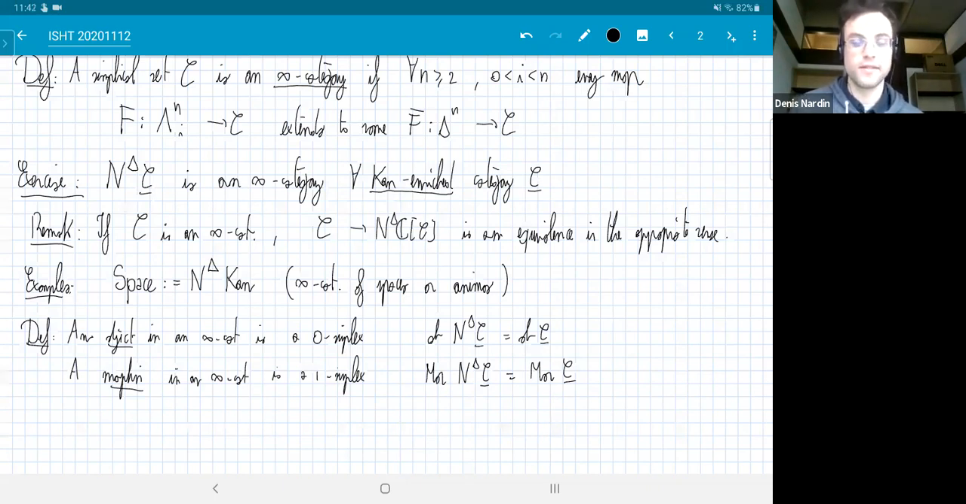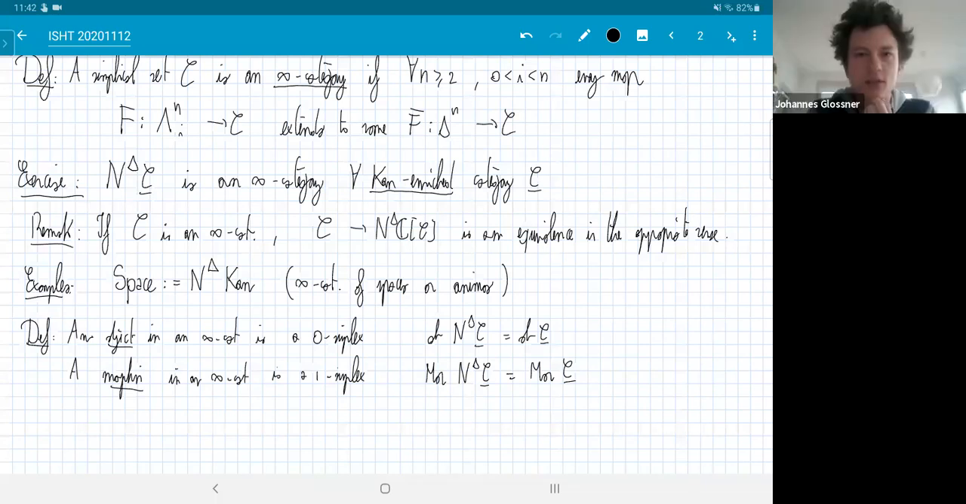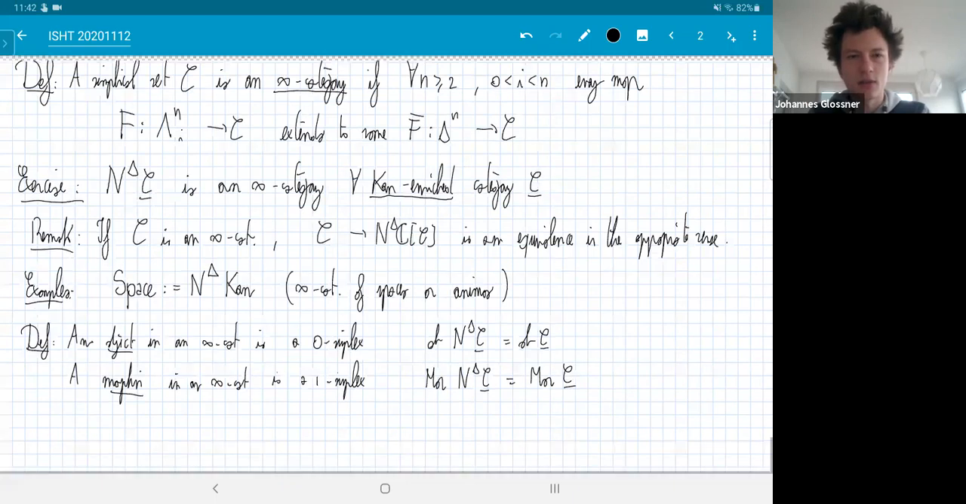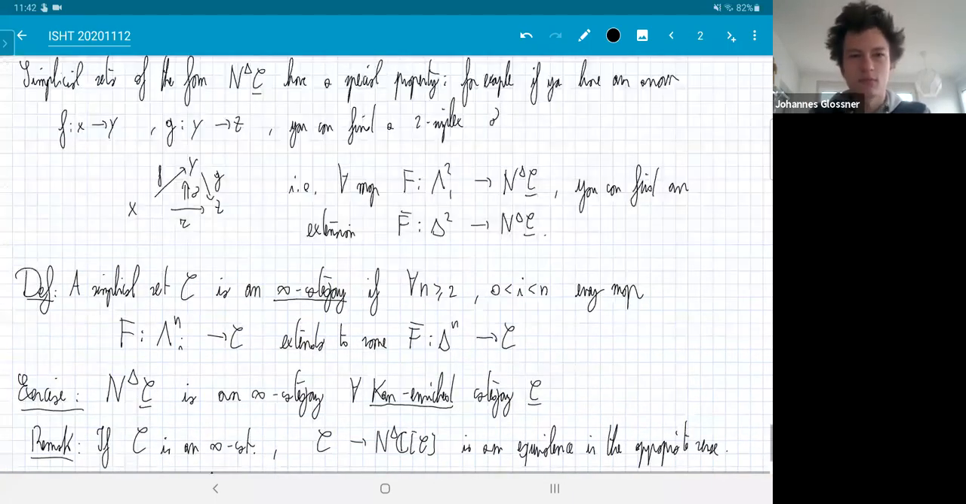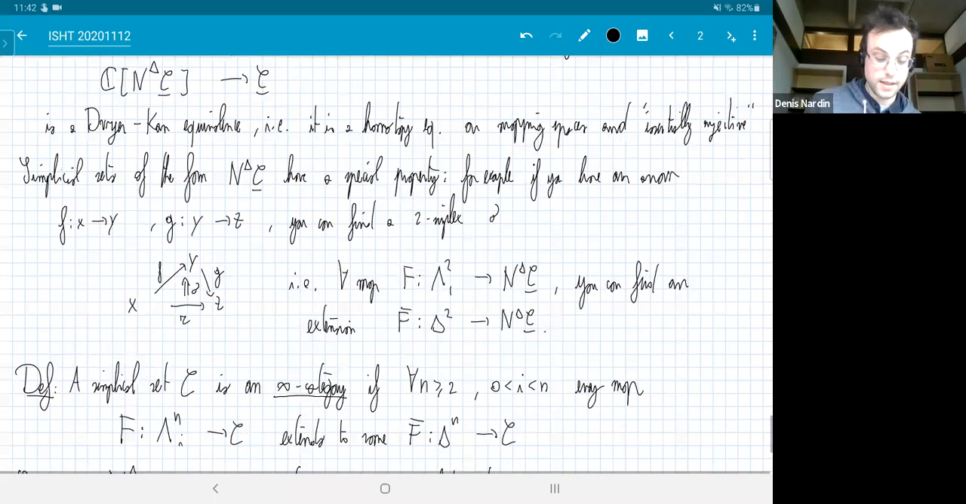So I don't know if that's an answer to the question. Yes. So can one say that Kahn-enriched categories have the same data, are really the same as infinity categories up to some homotopy? Yes. Yes. Okay.